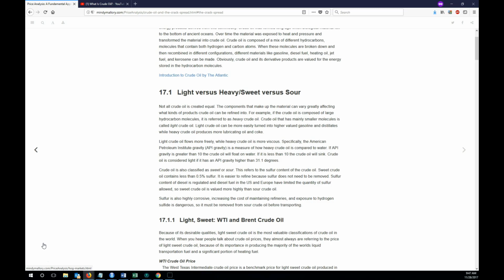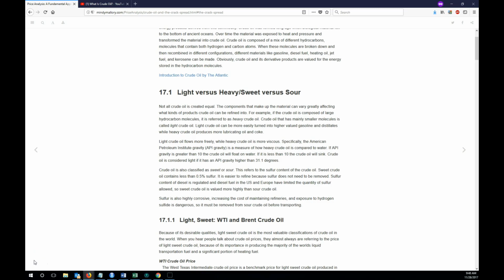And the benchmark is sort of an API gravity of 10. If crude oil's API gravity is greater than 10, then it will float on water. If it's less than 10, the crude oil will sink. And it turns out that crude oil is considered light if it has an API gravity of higher than about 31.1 degrees. So that's light versus heavy crude oil.